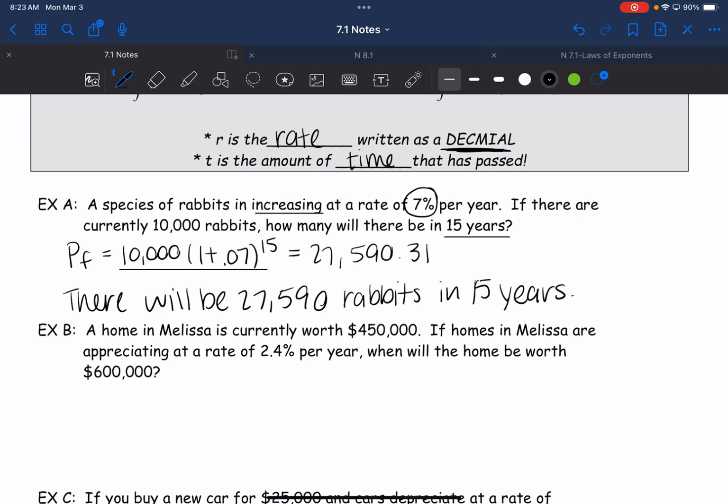All right, so we already know which formula we're going to use, but this time we already know the outcome, right? So this time I know this part. So I have that 600,000 is equal to the original amount, which was 450,000, times, we said we were increasing in value, so we use the first formula for growth, 1 plus. They said the percent by which it was increasing was 2.4%. So what's that as a decimal? Right.